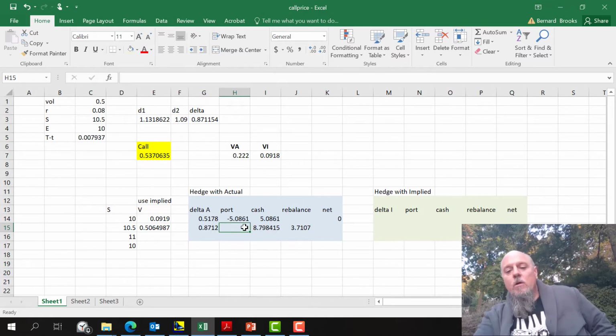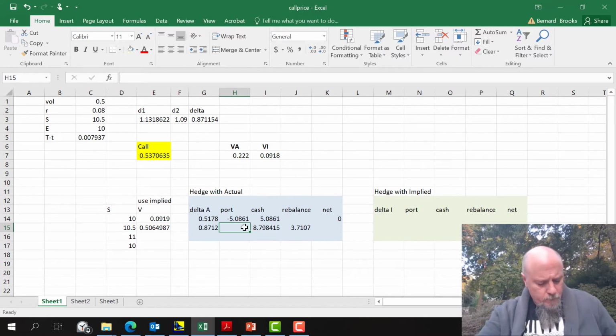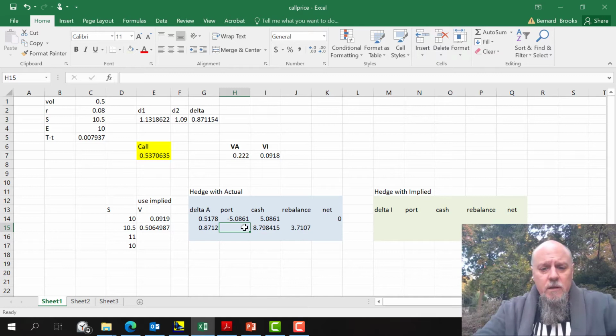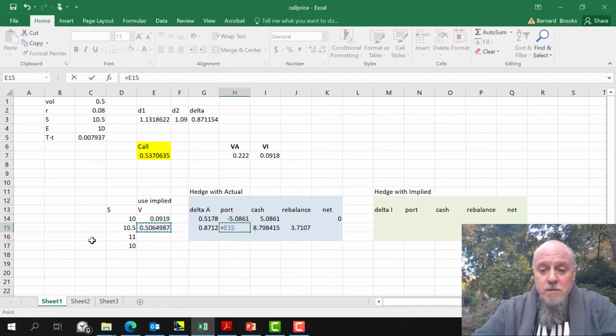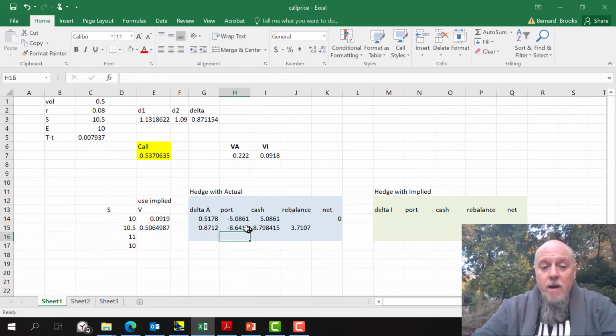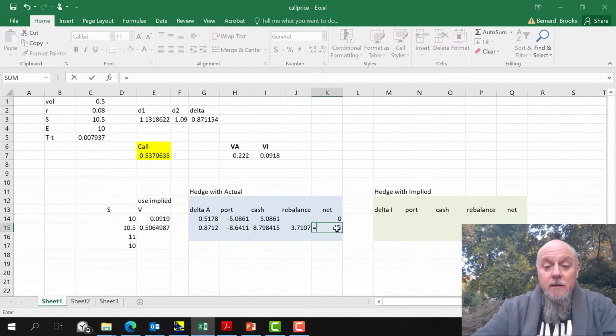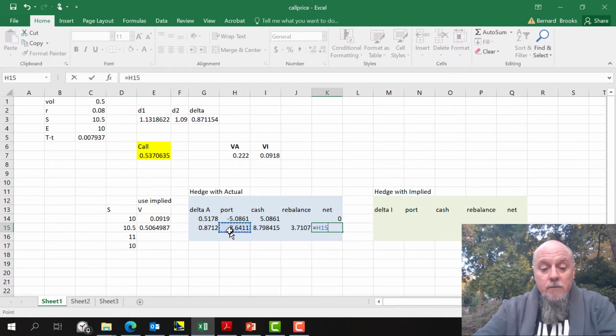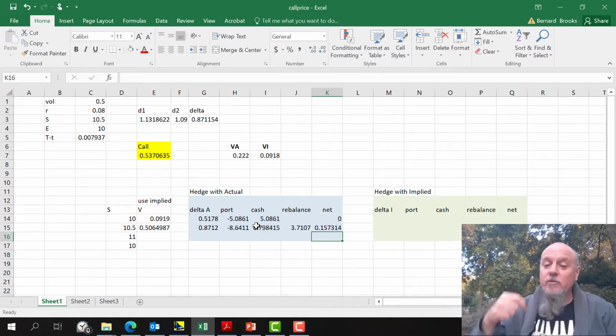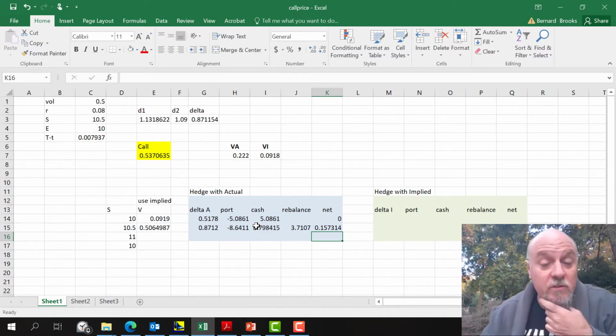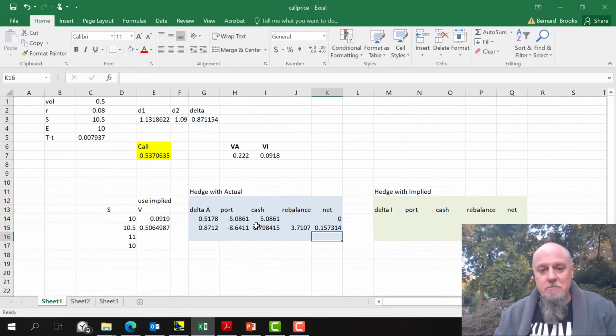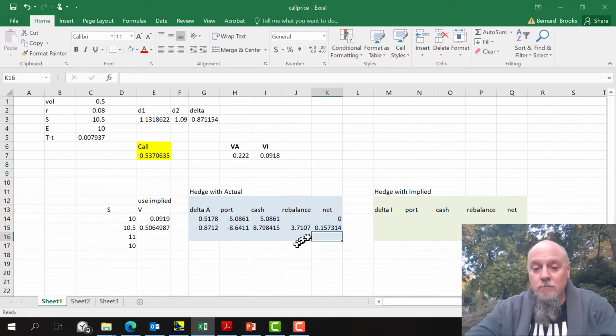Now, what's my portfolio worth? My portfolio is equal to the value of my option minus the delta times the value of the stock. So the portfolio is worth minus $8.64. I have this much cash. So net is equal to the sum of portfolio plus cash. My net is now 15 cents. Yesterday my net was nothing. Now my net is almost 16 cents. So I made 16 cents. Woohoo. Okay, what do I do?